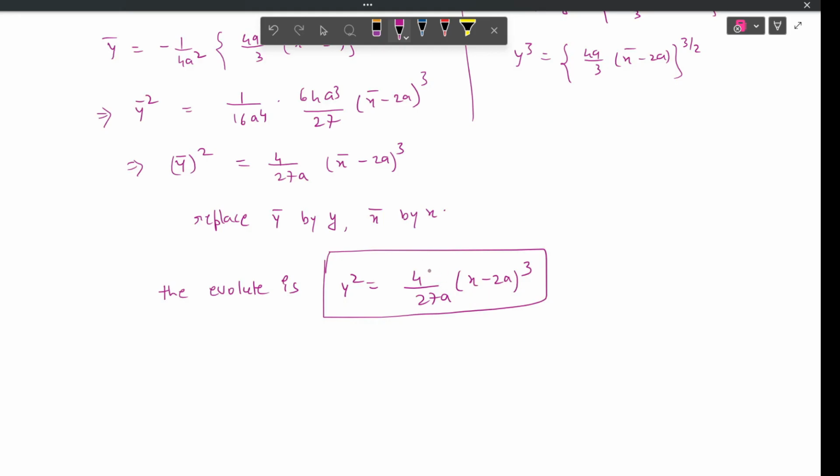It is a very simple method. First find x bar and y bar, remove x and y. Whatever equation you will get, replace y bar by y and x bar by x. That would be the evolute of the curve. Okay. You can find this by parametric form also.